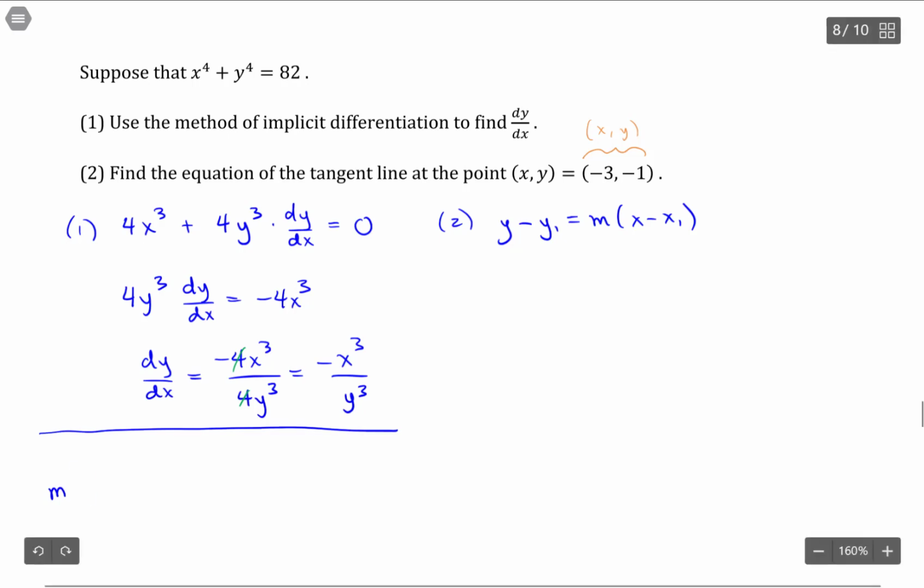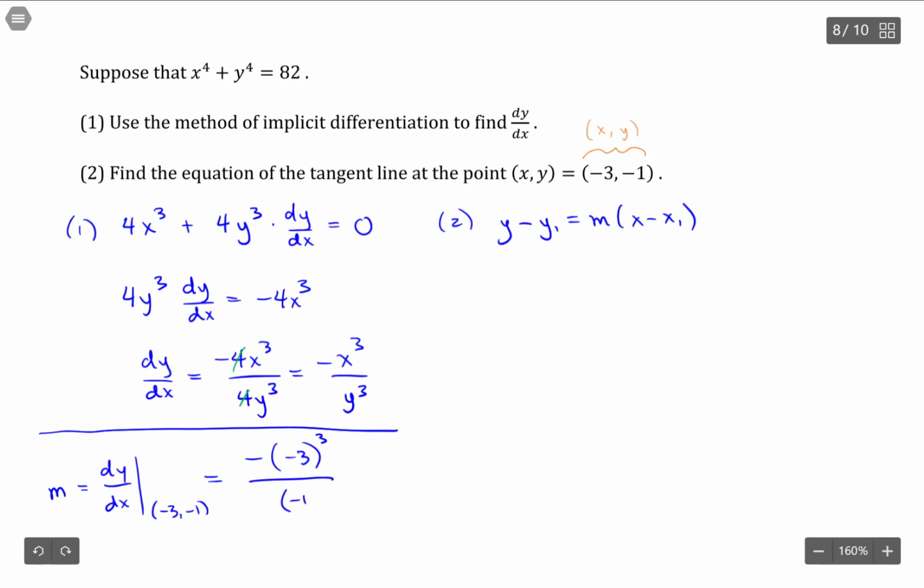So I'll just say m equals dy/dx evaluated at the point (-3, -1). So this is going to be the opposite of (-3) to the third power all over (-1) to the third power. The quantity (-3) to the third power is -27. And then I still have this negative out front. The quantity (-1) to the third power is -1. And it looks like two of these negatives will cancel, leaving me with a negative value in the end. So my derivative is -27.